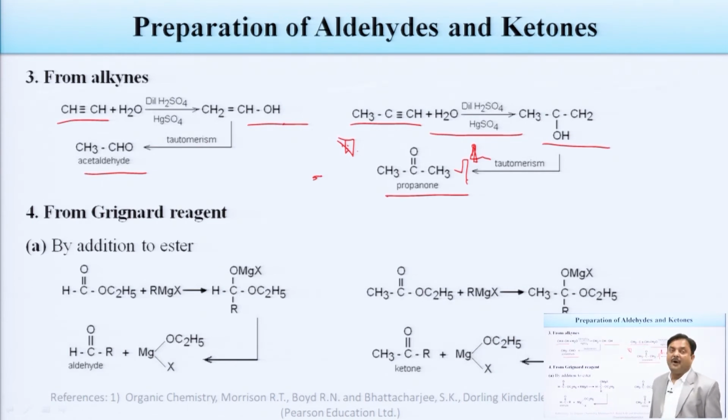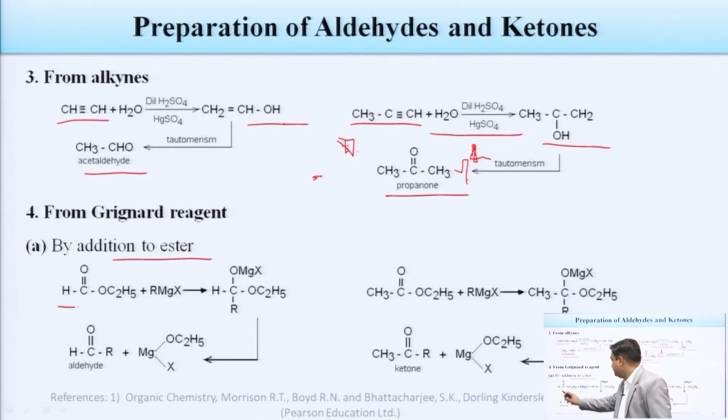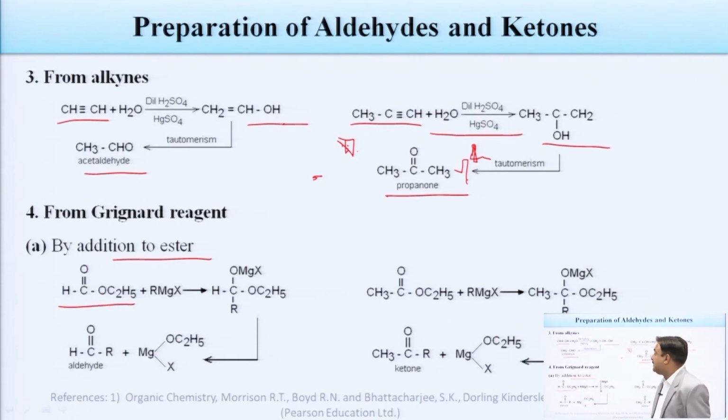The next important method of preparation is from Grignard reagents. So, Grignard reagent is a very important molecule. You have already seen the application of Grignard reagent for the preparation of many molecules. So, again this reagent can also be used in the preparation of aldehyde and ketones, and how, we will see. So, first of all you can see Grignard reagent when reacted with the ester, addition occurs. So, you can see this is ester.